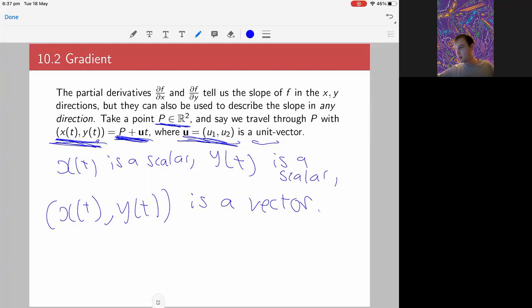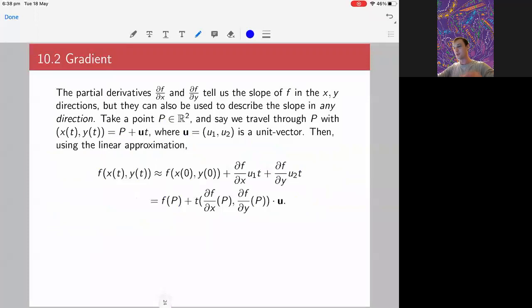All right, now the question is, what is the slope of the function in this particular direction? Since x and y just depend on t, I can think of f as a function of t, and I want to know how quickly f is changing with respect to t, because that will tell me the slope. How do I do that? Well, lucky us, we just did the chain rule, and that's precisely what we need to do this computation.